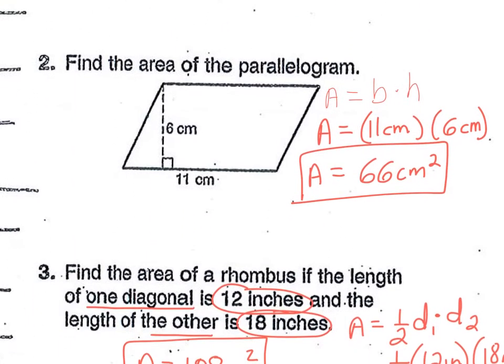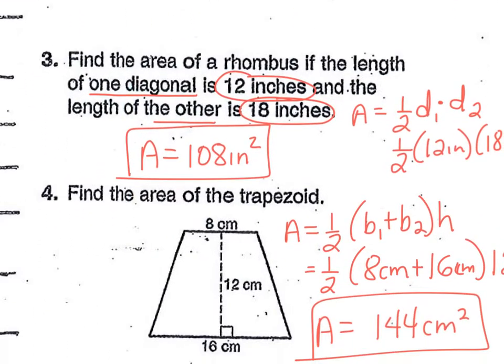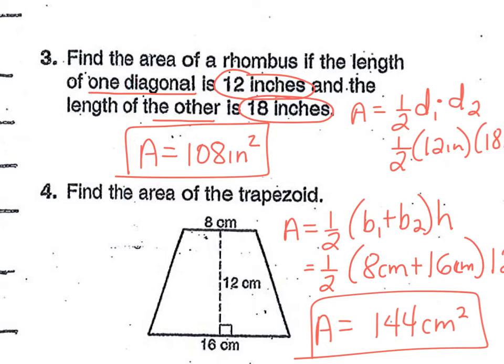Now problem number 2, it's a parallelogram. So the formula for the parallelogram is A equals base times height. Base is 11, height is 6. 6 times 11 is 66, so 66 square centimeters. So here I'm just checking to see if you know the formulas and how to apply the numbers into the formulas, basic stuff.